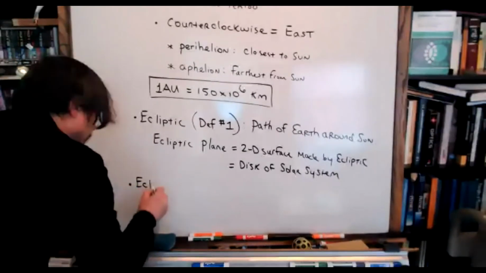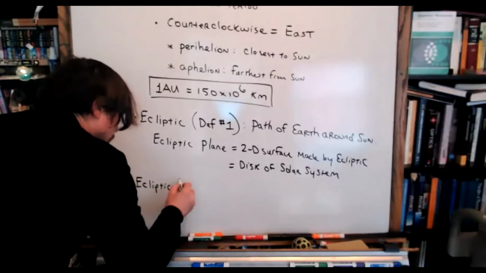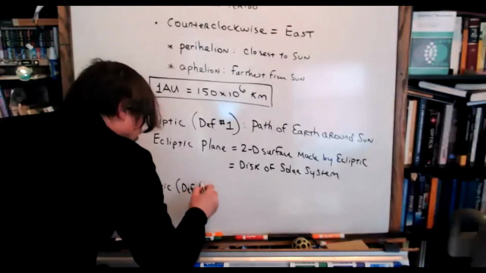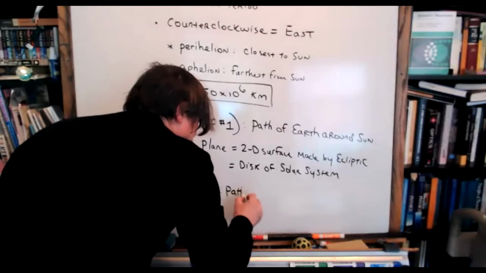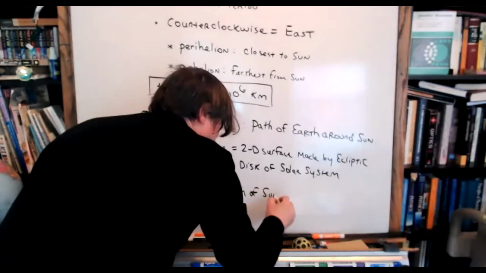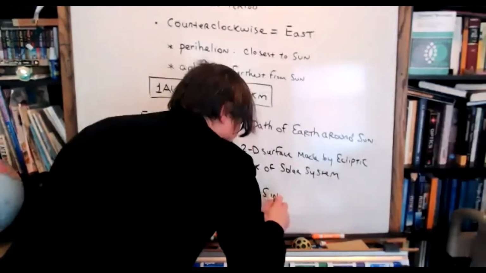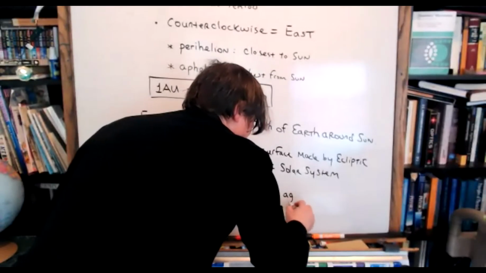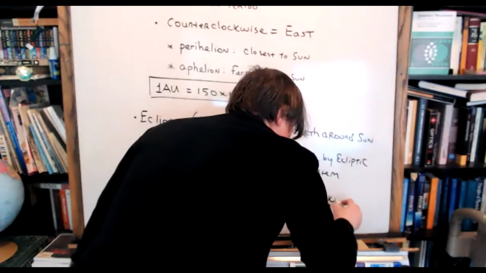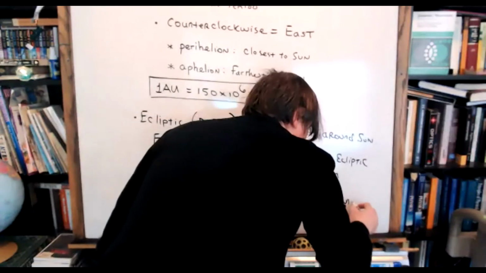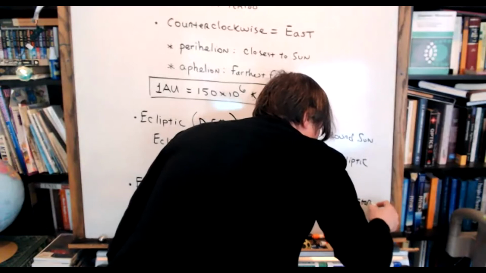This is ecliptic definition number 2. Path of the sun against the background stars.